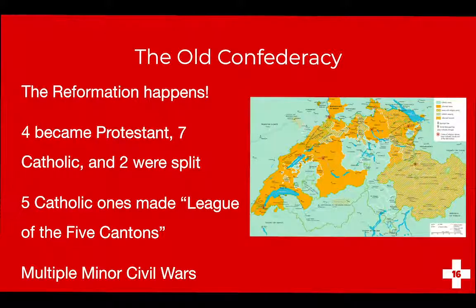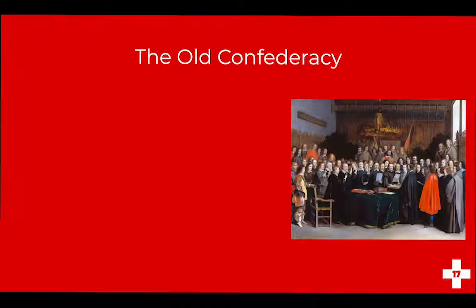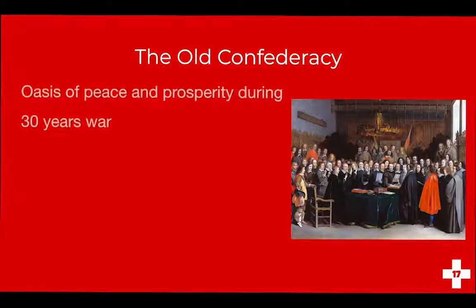But none of those civil wars ever turned into anything major, and Switzerland was still seen as a relatively peaceful place. In fact, it was like this oasis of peace and prosperity during the 30 Years' War. While the rest of Europe was fighting, Switzerland was completely neutral. It obviously continued to provide mercenaries and whatnot, but it remained completely neutral.